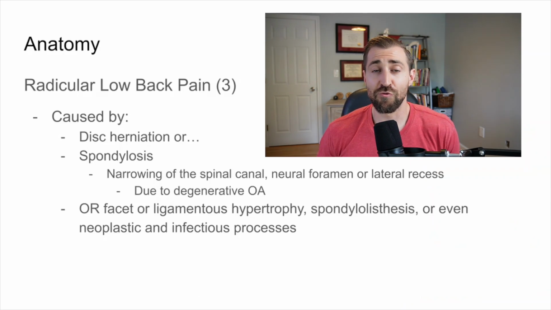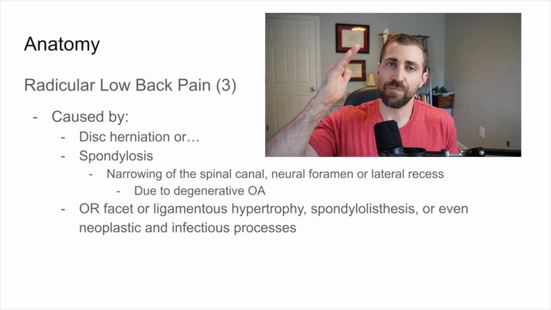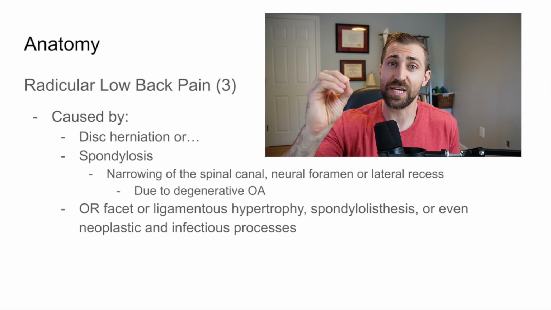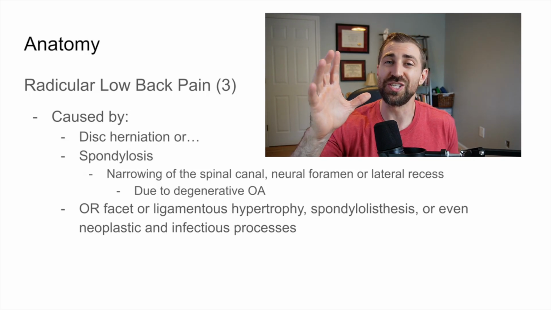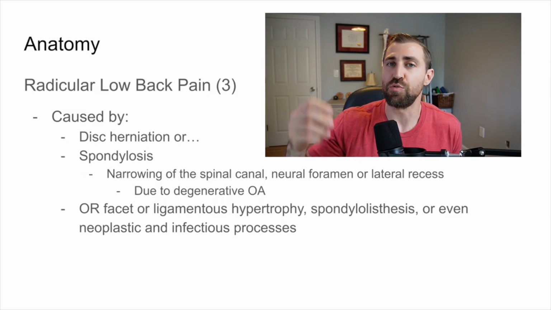You can also get radicular low back pain due to spondylosis, which is narrowing of the spinal canal, neural foramen, or lateral recess. And this is just due to degenerative osteoarthritis. You also have facet or ligamentous hypertrophy, spondylolisthesis, or even neoplastic and infectious processes, right? So some of the ligaments can end up getting bigger, right? The facet joint gets a little bit bigger due to degeneration and crowds the intervertebral foramen.